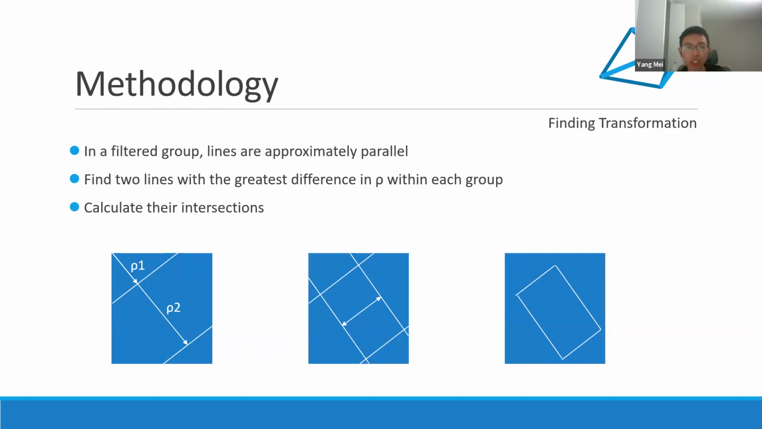Here we can take advantage of the fact that the lines are filtered by angles. As lines in a filtered group are roughly parallel, the rho component of their polar representation can be directly used as a distance measurement. Basically, lines with the largest and smallest rho are selected, and their intersections are calculated. The last step is to take the transform that maps the intersections to the vertices of the rectangle.